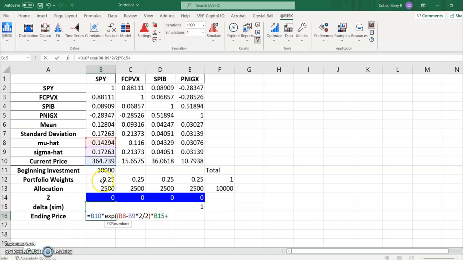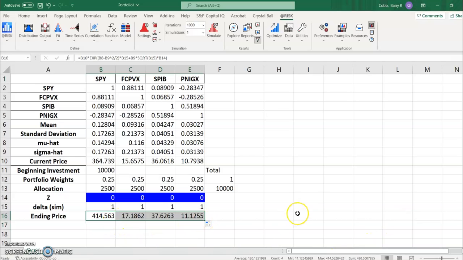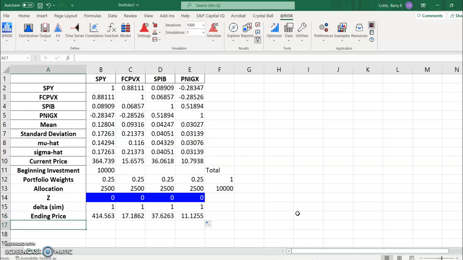And then the second term is sigma hat times the square root of delta. Delta is the time for the simulation. It's on line 15. And then times z, which is the random part. That's the standard normal random variable. So here's the ending price. In this case, it's calculated for SPY, but we'll be able to copy it over for all the other stocks. So that is the simulated ending price.